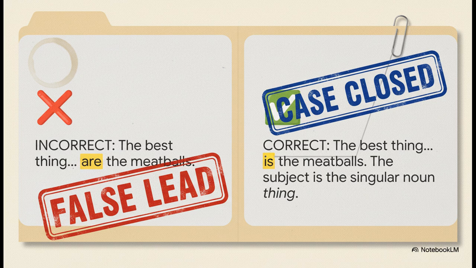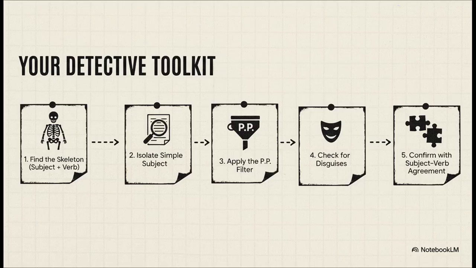And with that, let's go all the way back to our original crime scene and solve this thing for good. Okay, the verb is are. The prepositional phrase is at IKEA. Let's cross that out. Now, what's the subject? It's not meatballs. That comes after the verb. The subject is the best thing you can buy. Let's strip that down. The simple subject, the colonel, the CEO, is thing. Thing is singular, so the verb has to be singular. It has to be is. The best thing is the meatballs. Case closed.